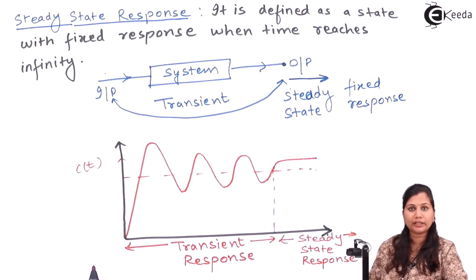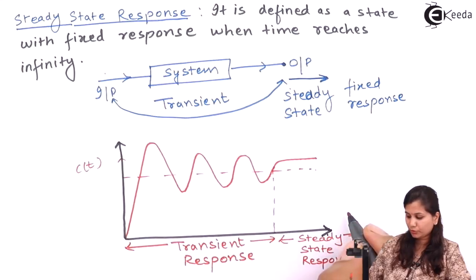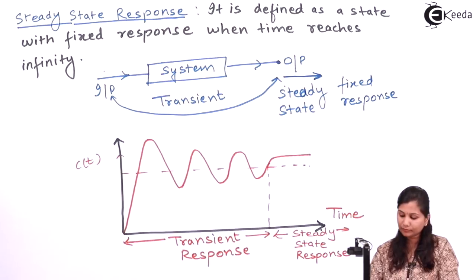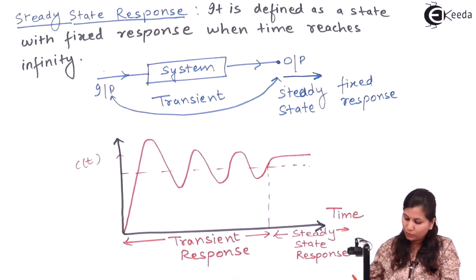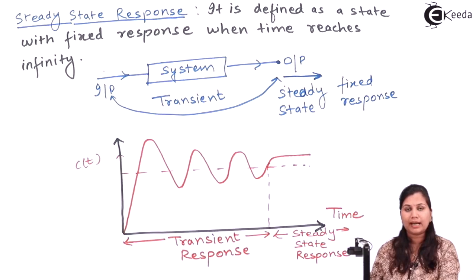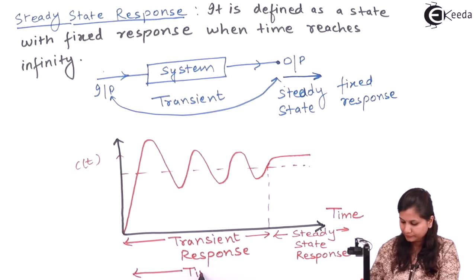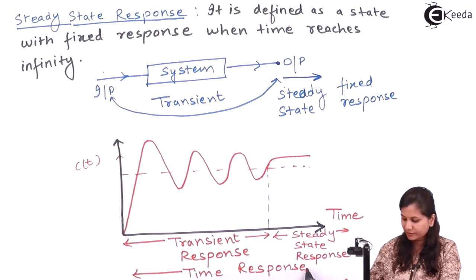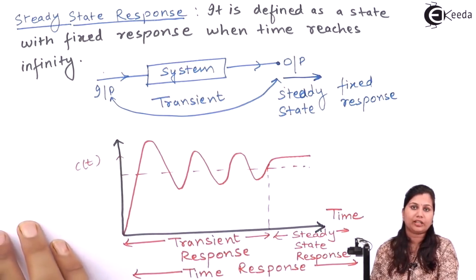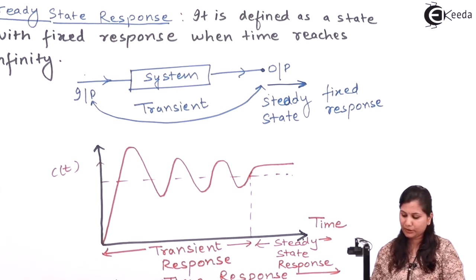And what we have plotted here is the output of the control system in response to time. So this is the response of the system with respect to time, and we have applied an input signal to it. So this is the complete time response, and it is divided into two parts, that is the transient response and the steady state response. So these were the definitions of the two types of time response.